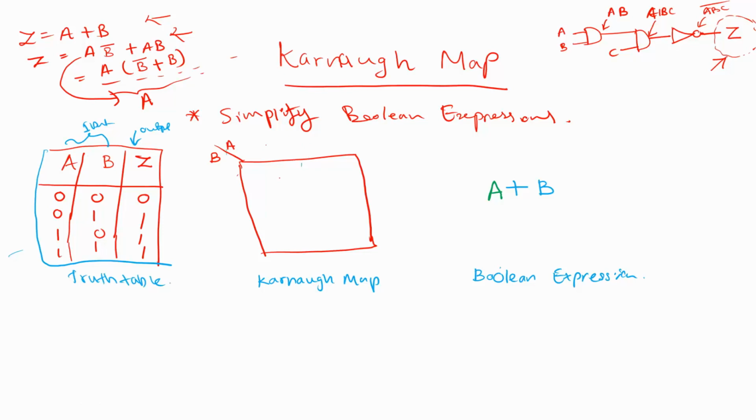Right? The possible input for A is 0 or 1. Possible input for B is again 0 or 1. Okay.